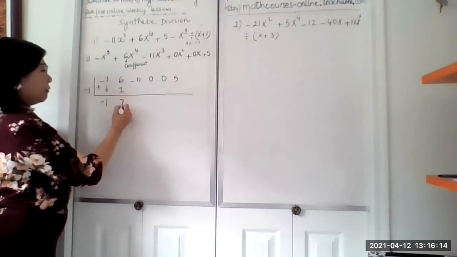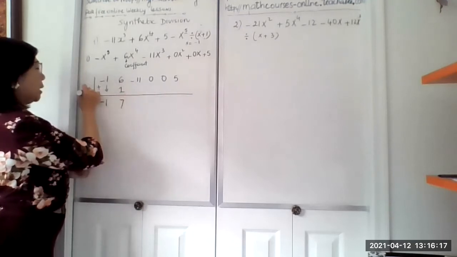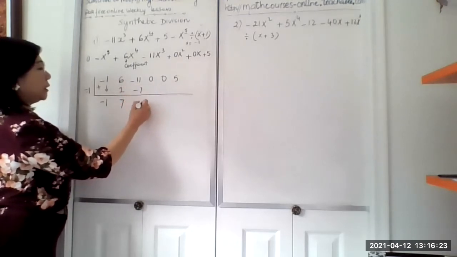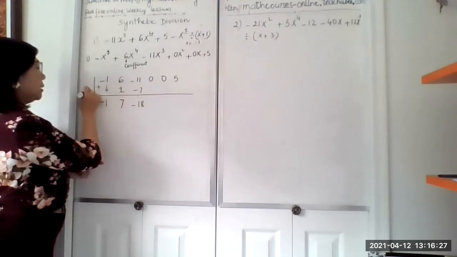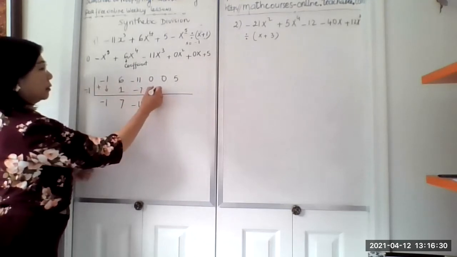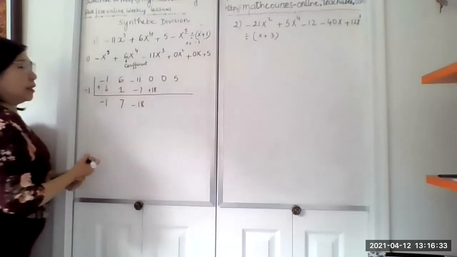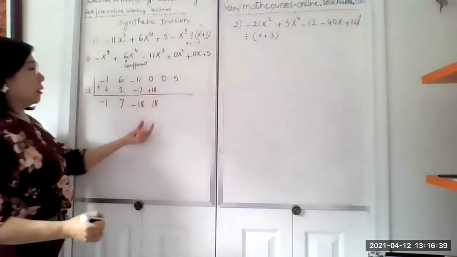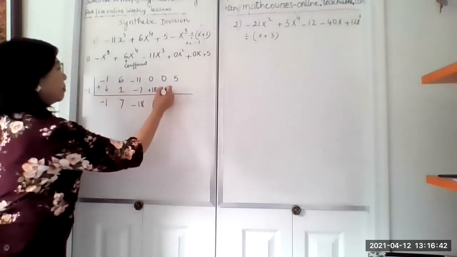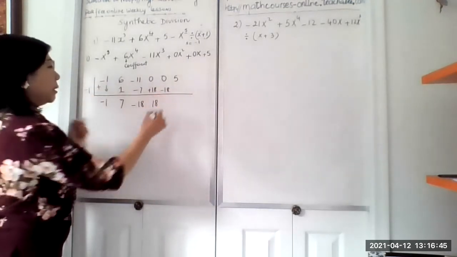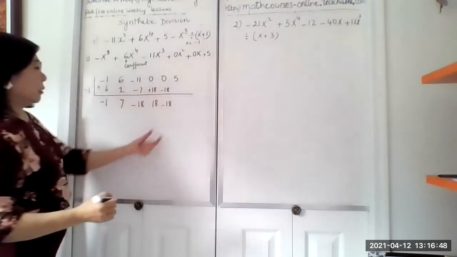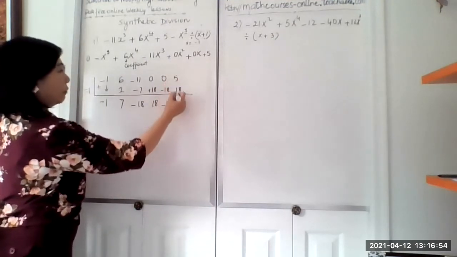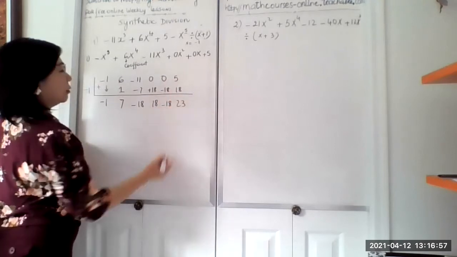So 6 plus 1 is 7. Now 7 times minus 1 is minus 7. We add them together, we get minus 18 down here. Minus 18 times minus 1 is actually positive 18, right? Negative times negative is positive. When we add them, it becomes positive 18. 18 times minus 1 is minus 18. So we add them again. We get minus 18 again. Minus 18 times minus 1 is positive 18 again. So 5 and 18 is 23.